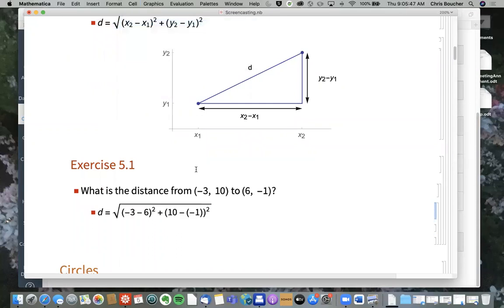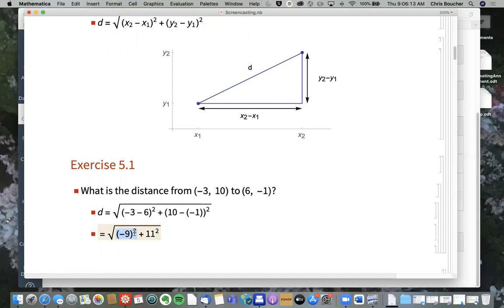I just kind of plop them into the formula, right? Here's the difference between the two x values, -3, -6. So that's x2 minus x1. Here's the difference between the two y values, y2 minus y1. Again, it doesn't matter which point is x1, y1, which one is x2, y2. And then I just do the calculation, right? So I think I did this more or less by hand, right?